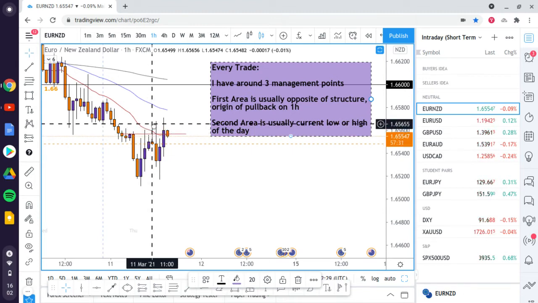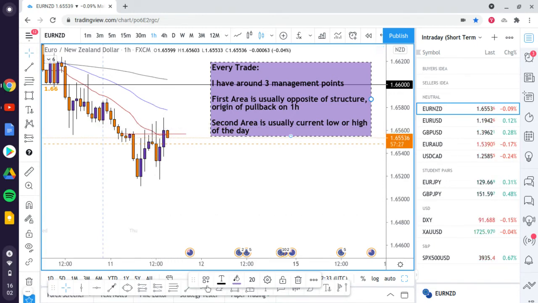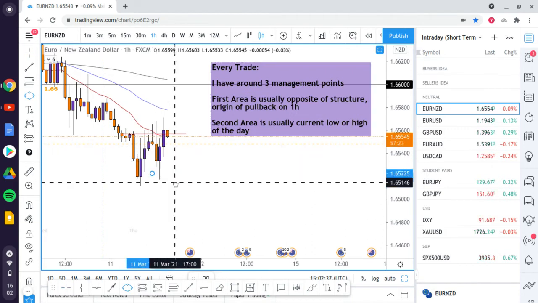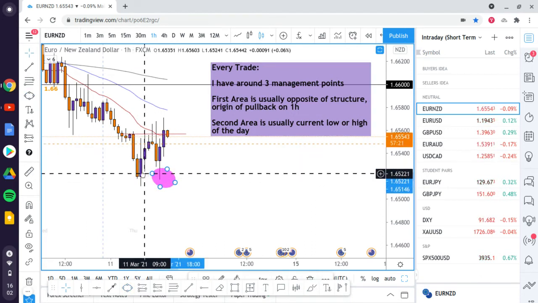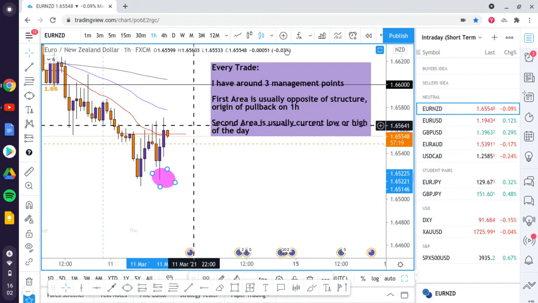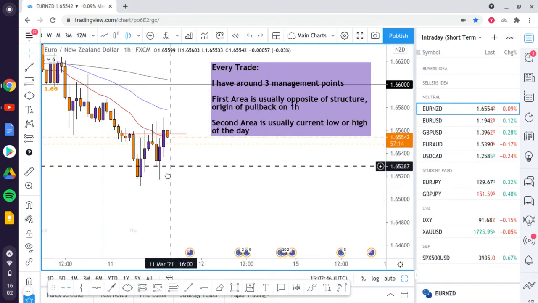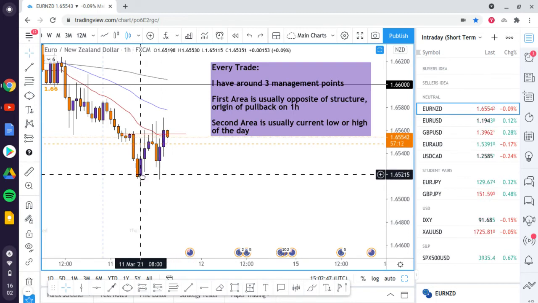I didn't get in because I wasn't at the charts, but the whole point of this was that the first main management point was down in this area, which is also the area that was the lows of the day at the time, which we didn't make a new low of the day, but we came into the bodies.